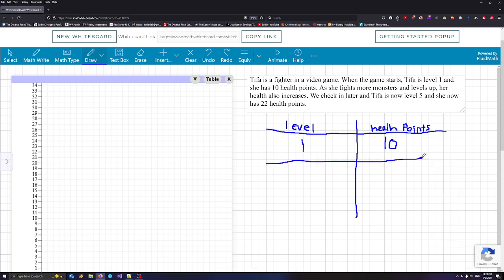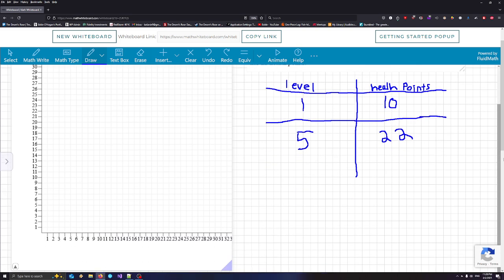And now for our other piece of data, after we check in later with Tifa, she's now level 5, and she has 22 health points. So this is looking like that XY graph we had yesterday. We can pick either one of these columns to be our X or our Y, whatever makes sense on our graph. So I say we make the level our X and the health points Y.